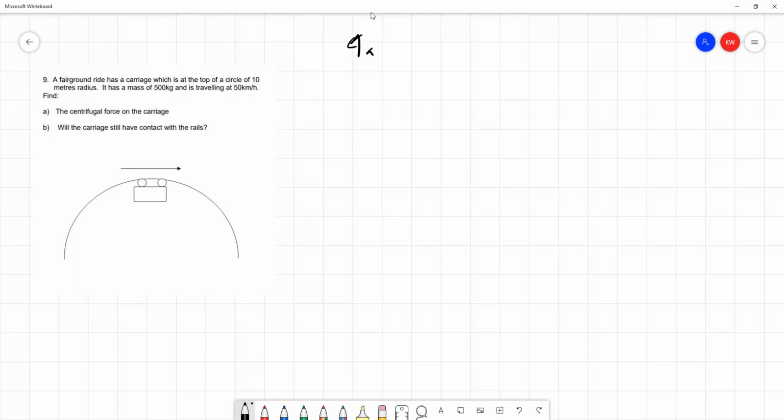So again, we have our formula: force equals mass times omega squared times r. And we have some information in the question as well. The radius we're given is 10 meters from the center of the circle to the track. We're saying the height of the carriage is negligible here in this question. We use 10 meters as our radius. The mass is 500 kilograms, and the velocity, not omega, the velocity is 50 kilometers per hour.